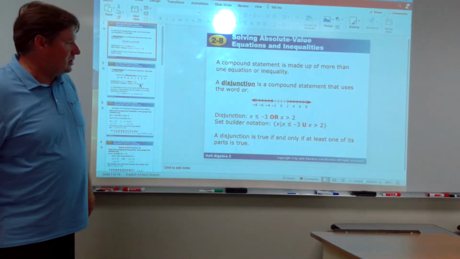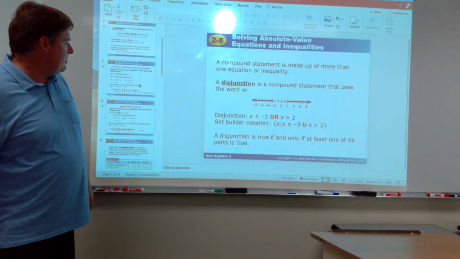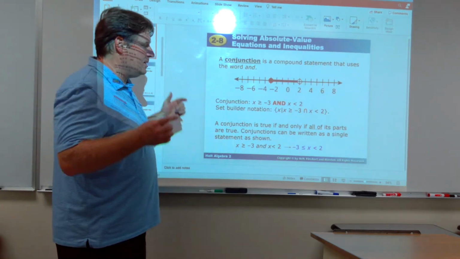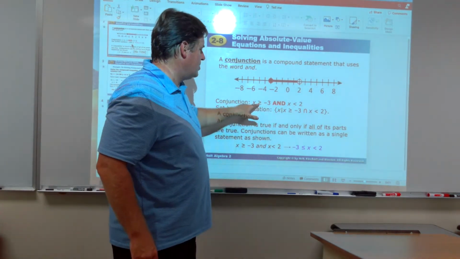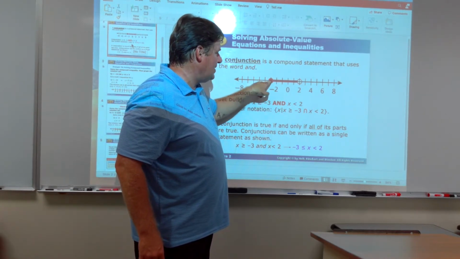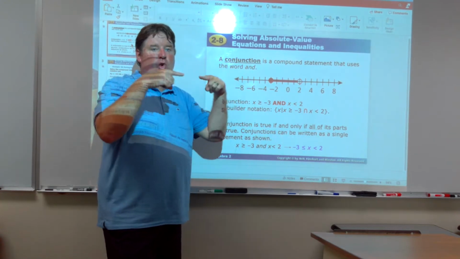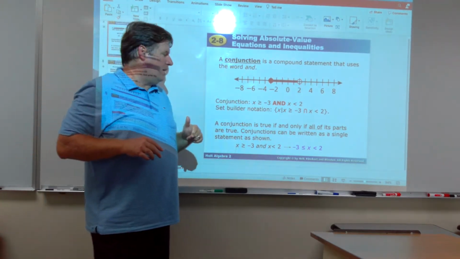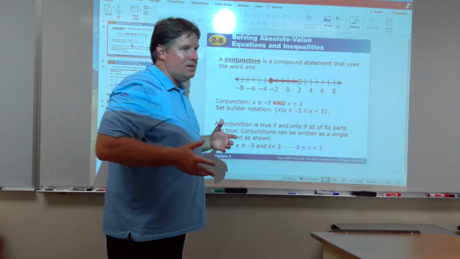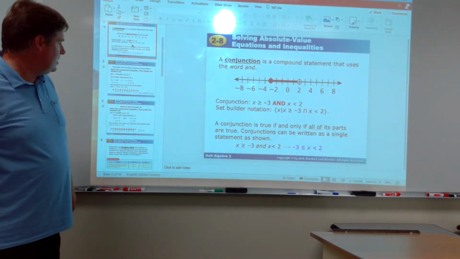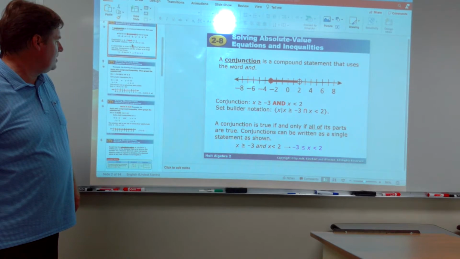All right, so we can just graph those. Now, the next one that we have is a conjunction. A conjunction is where it's an and. In this case, x is greater than or equal to -3, and at the same time, it's less than 2. So we're joining together. Conjunction is what we have there. So we can use these compound inequalities to either do conjunctions or disjunctions. That's going to lead us into the absolute values here.